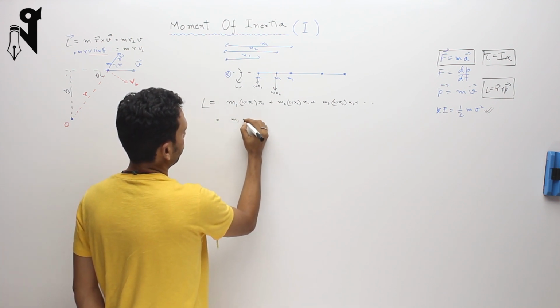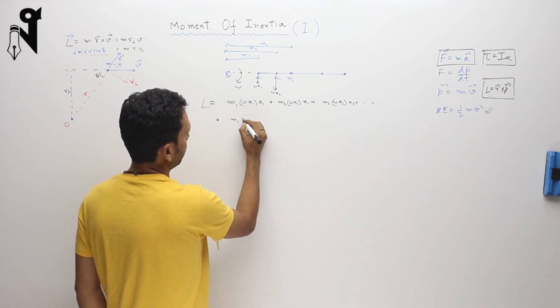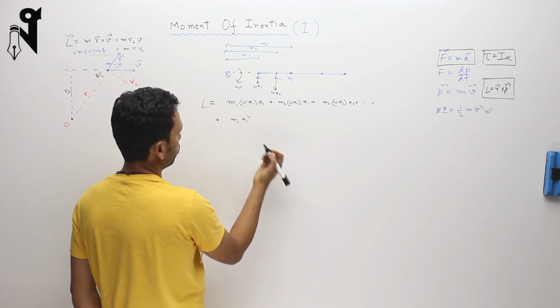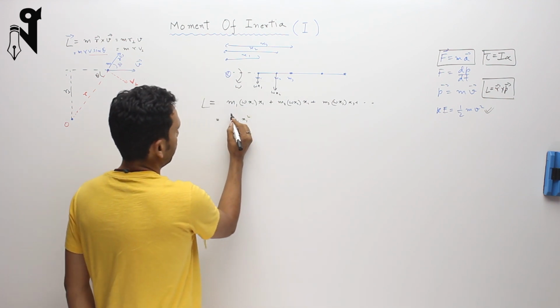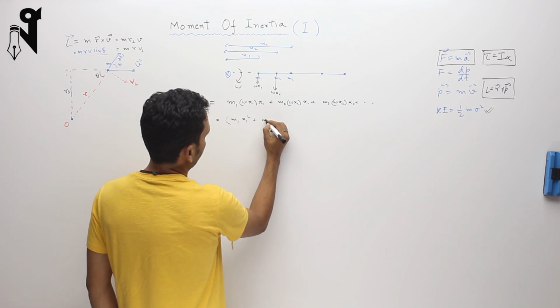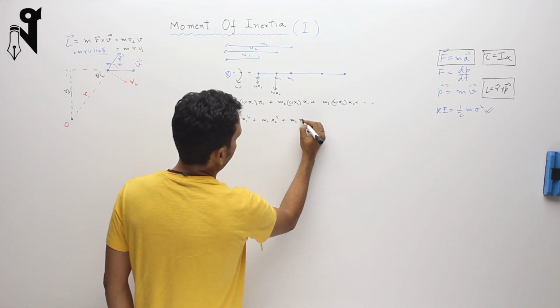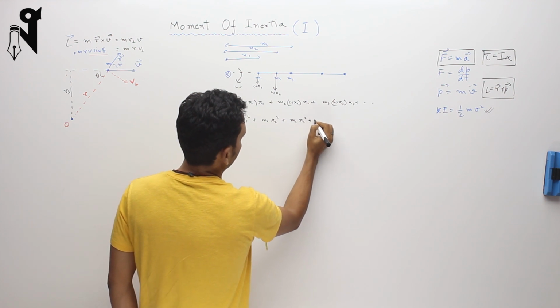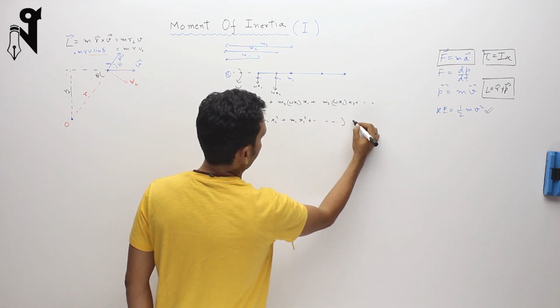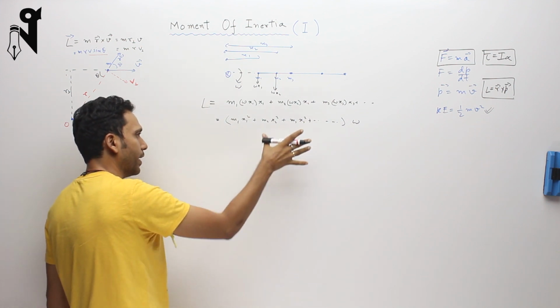So what we get is m1, x1 and x1. So if you had been wondering how the square is going to come, it comes: m1 x1 square, m2 x2 square, m3 x3 square, dot dot, everything, and the omega outside. So we are going to get this term again.